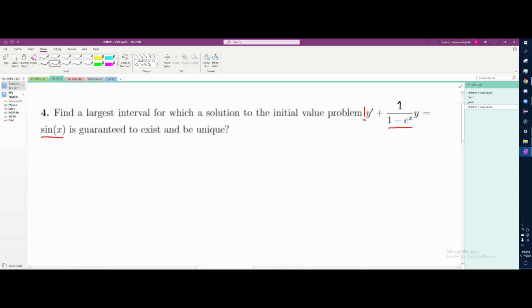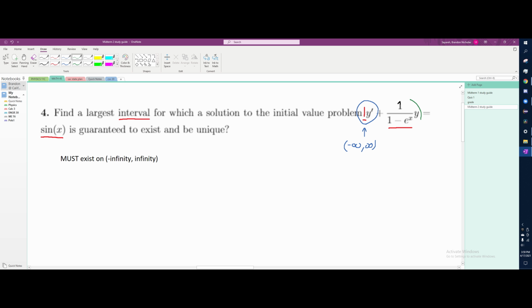So what we need to do is find the largest interval. In finding the interval, it needs to exist from negative infinity to infinity. After we know this, we can start checking the values. So first, we're going to check what is in front of y prime. The only thing in front of y prime is 1, and 1 is going to be 1 from negative infinity to infinity. So this interval is negative infinity to infinity.